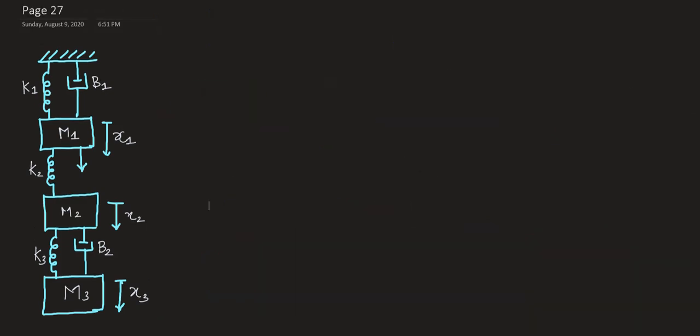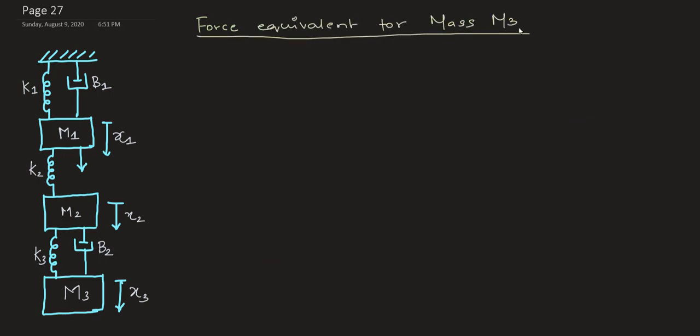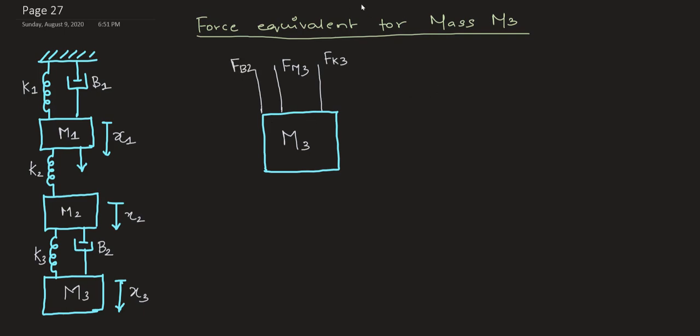Good. So I think you're getting the hang of it. So now let us see how this works for mass M3. The same procedure we are going to follow, and for mass M3 what are the forces acting on M3? Definitely Fm3, Fk3 and Fb2. Good. These are the three. On the other side it's left open, so there are no forces acting on the other side of M3.